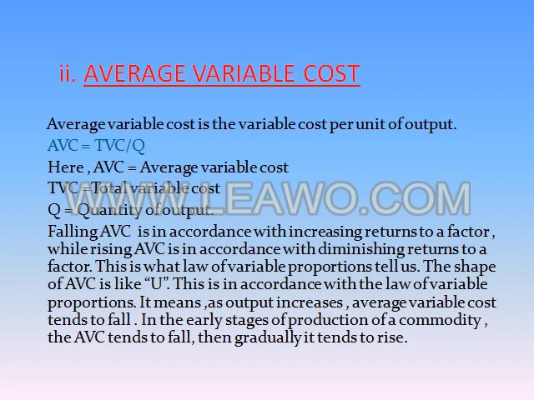The shape of AVC is like a U. This is in accordance with the law of variable proportions. It means as output increases, average variable cost tends to fall. The AVC curve makes a U shape because of the operation of the law of variable proportions. In the early stages of production of a commodity, the AVC tends to fall, then gradually it tends to rise. Thus, the AVC curve is U-shaped. It falls so long as returns to a factor are increasing. It rises when returns to a factor are decreasing.